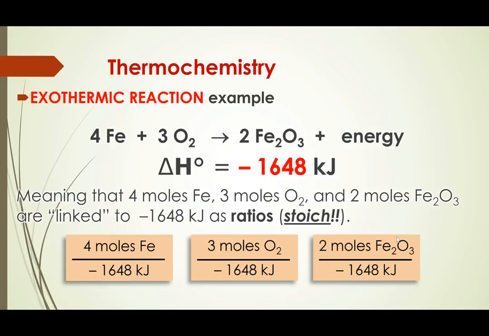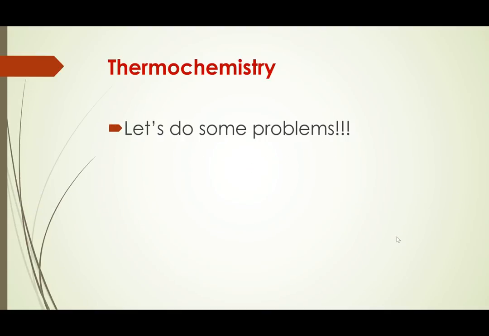We can do that with 4 moles of iron being related to 1,648 kilojoules of energy being lost. So that's our ratio process for how these problems will look. Let's work out a couple of problems to go along with this idea and show you how we work these into our calculations. Like I said, I think you're going to figure this out rather easily.